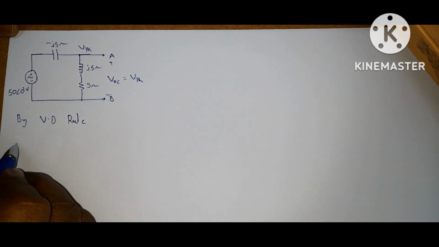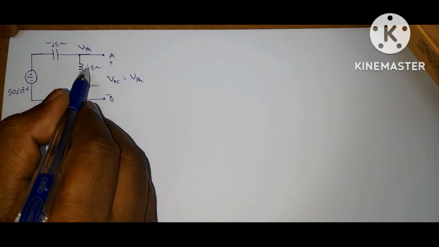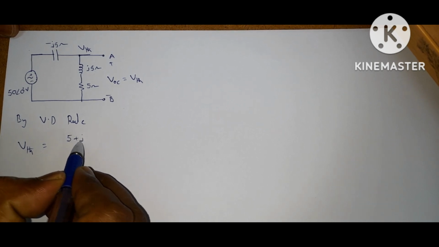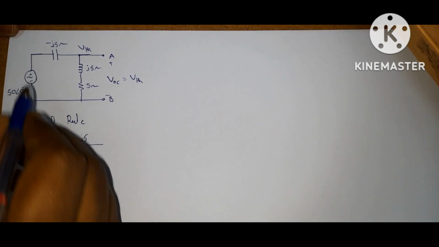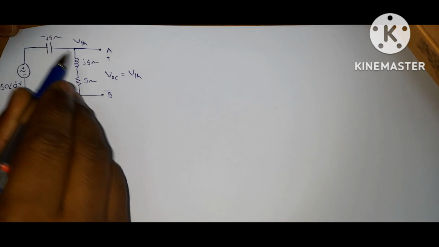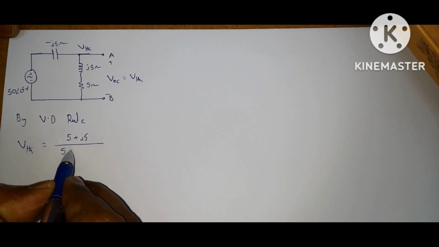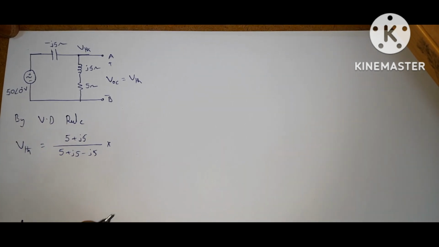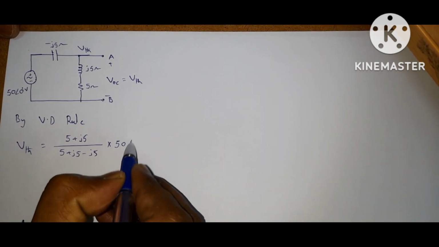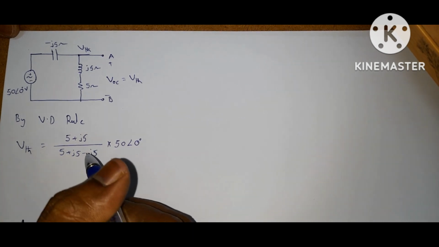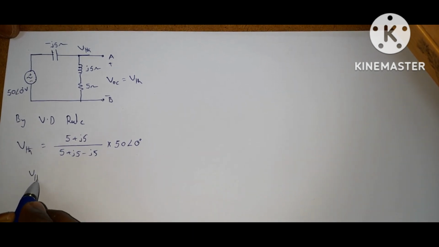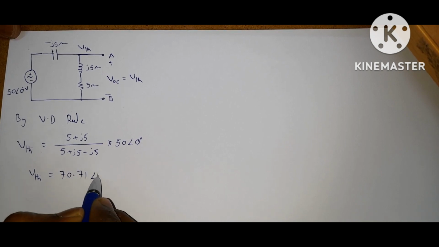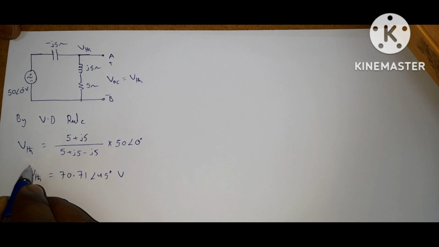So what is Vth? Vth is equal to the same impedance. Okay, these two are connected in series. So what is the same impedance? 5 plus J5 by the total impedance. What is the total impedance? So these two are in series again. So 5 plus J5 minus J5 into the total voltage. What is the total voltage? 50 at an angle 0. So if you solve this, you will get Vth is equal to 70.71 at an angle 45 degrees volts.